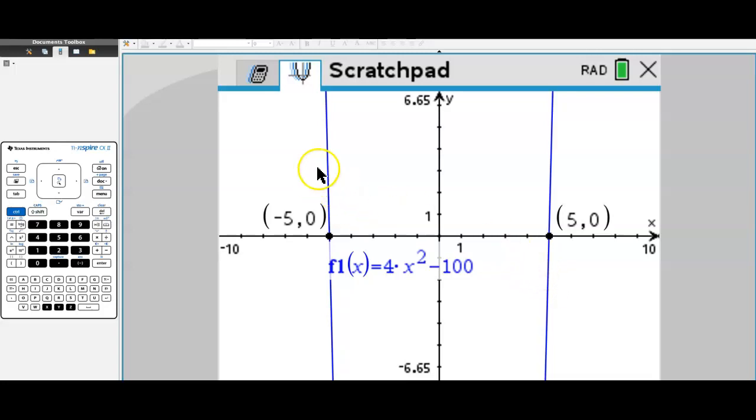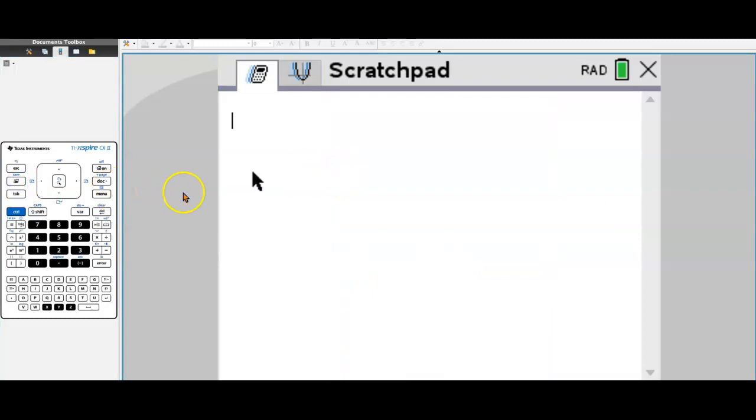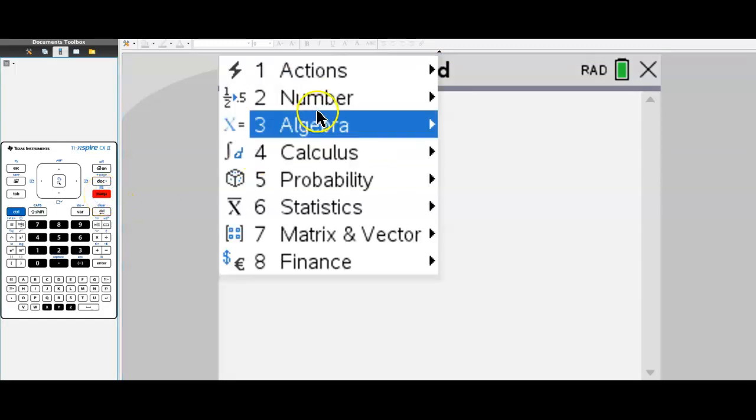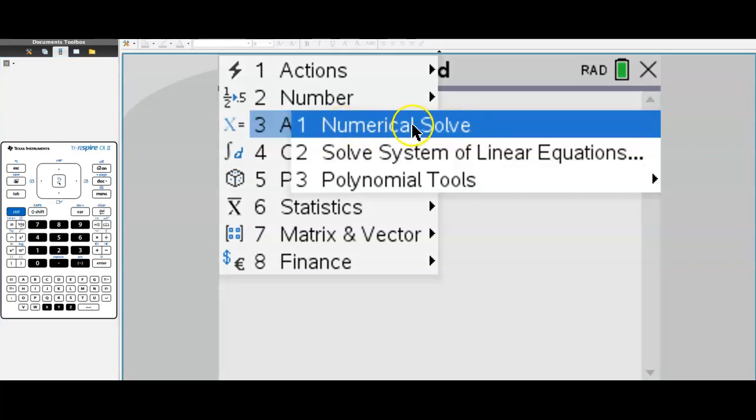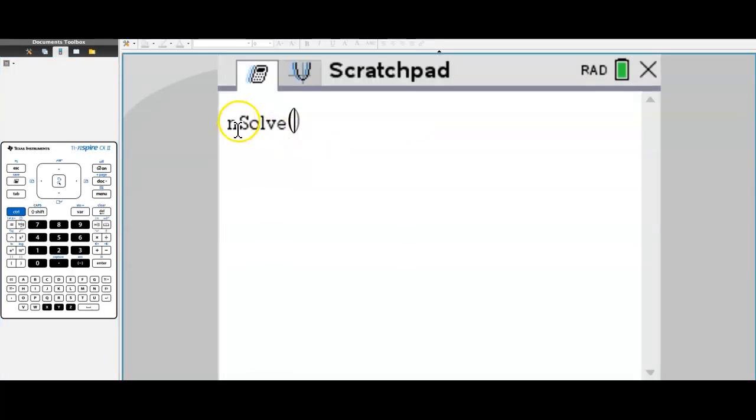And the last actually has nothing to do with the scratchpad graphing portion. So if we click the scratchpad over here under Escape, we can actually use NSolve or numerical solve. So if you click Menu, 3, Algebra, 1, Numerical Solve, it comes up as NSolve. So N stands for numerical. Numerical means number. We are looking for a number. Keyword number, not numbers.